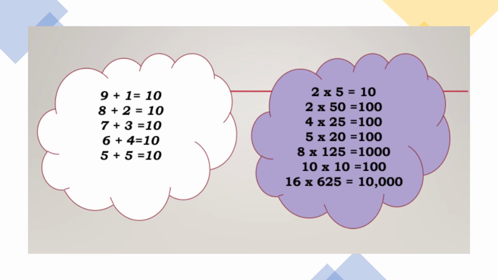4 into 25 gives me 100. 5 times 20 gives me 100. 8 times 125 gives me 1000. 10 tens are 100. And 16 into 625 leads to 10,000. So you have to keep in mind these arrangements while we move on to the next slide to solve the sums based on that, where we have to arrange the numbers so that we can solve them easily. It will take a little practice, so don't be impatient. So let us move to the next slide.